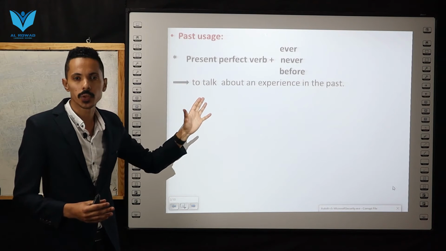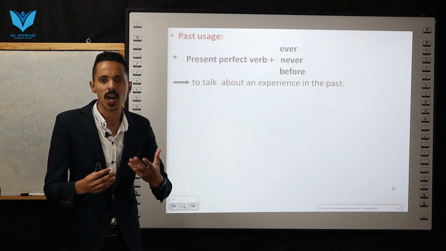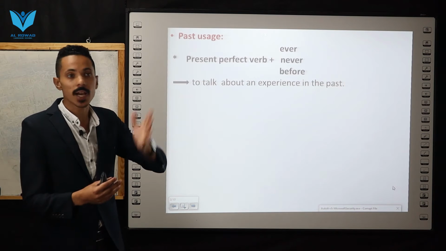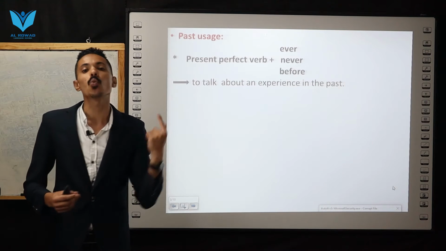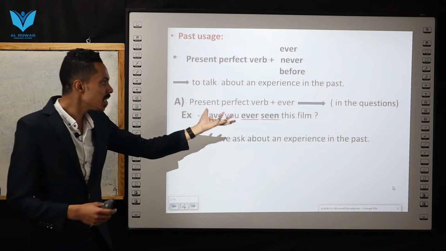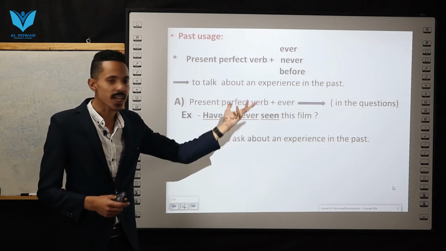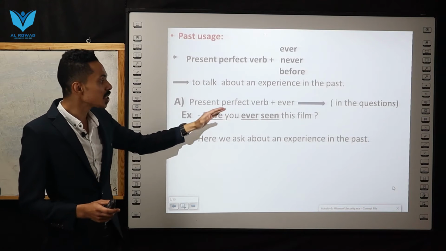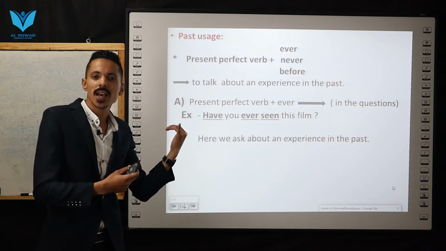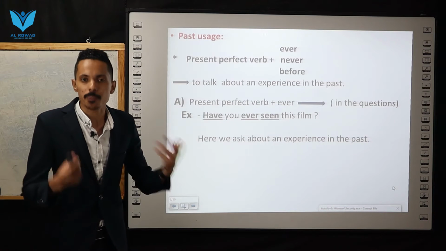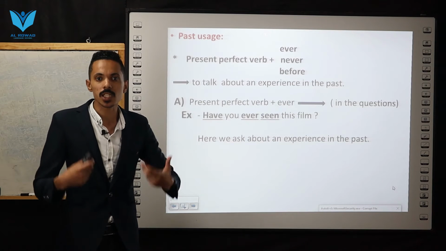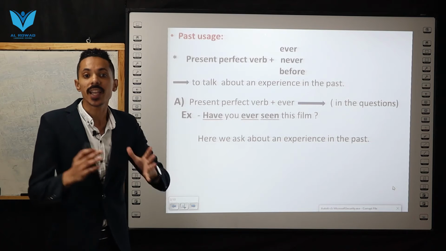So here, present perfect verb, but we are gonna now take new words. Ever, never, before. So, if you want to talk about experience in the past, you use present perfect verb plus ever or never or before in one sentence, and let's see how to do it. The first sentence, look at it here. Is it a full stop sentence or a question? Yes, it's a question. Have you ever seen this film? Here, I ask you about something you did in the past or not, but it's experience. So, if you want to ask about experience, use the present perfect verb plus ever in the question.